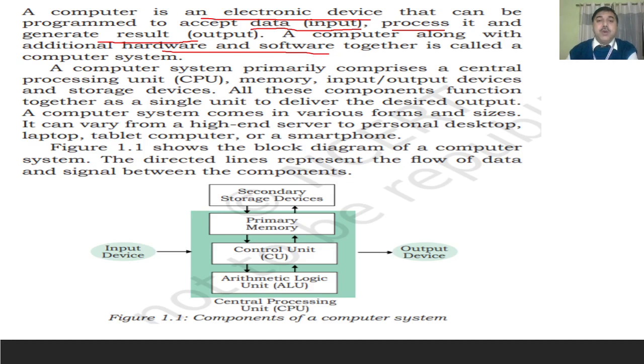This computer system is primarily composed of the central processing unit, or CPU. The central processing unit is where the work happens. Here there is also memory, and input and output devices, and together they work as a single unit to deliver the desired output.